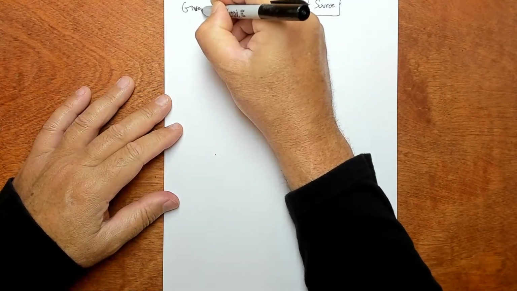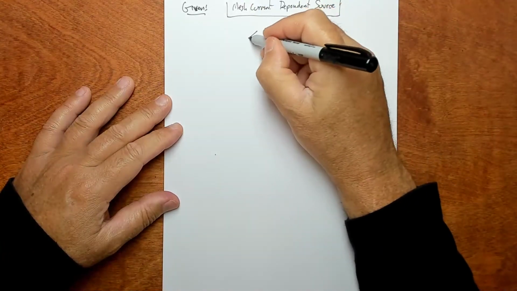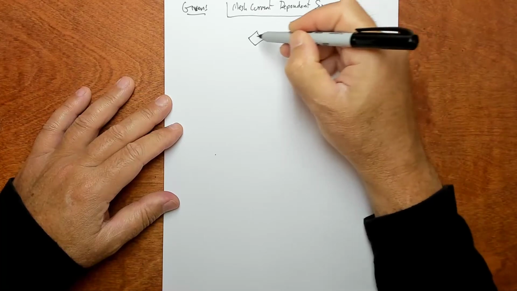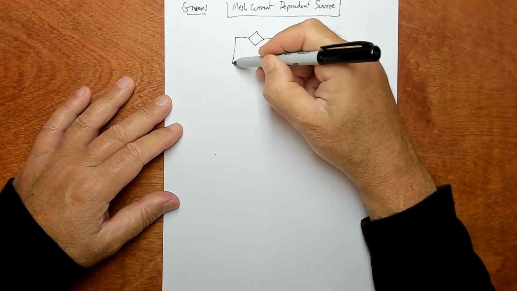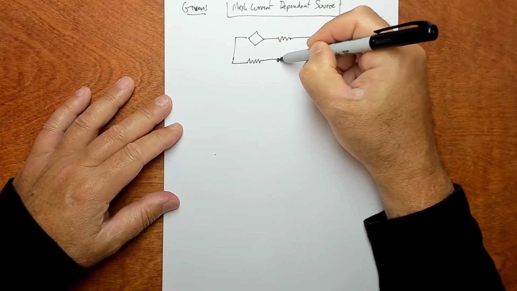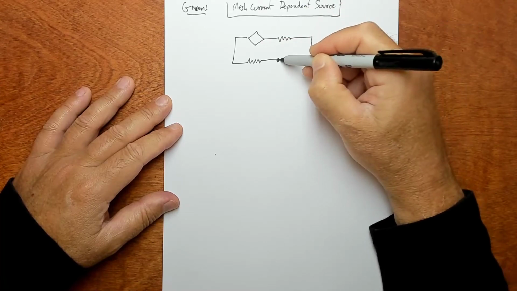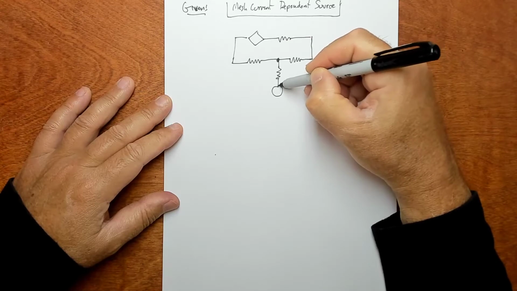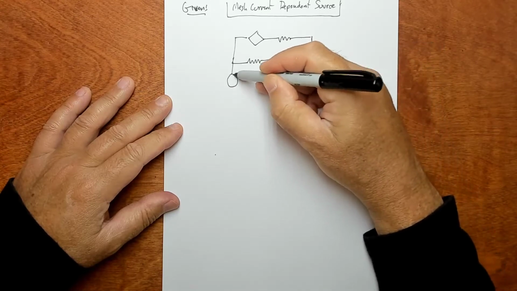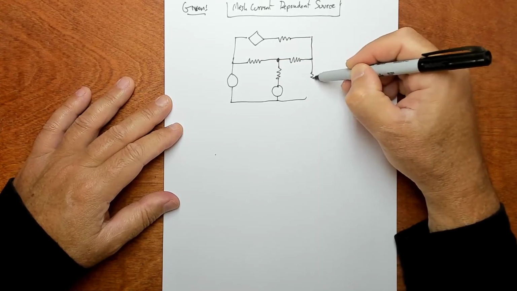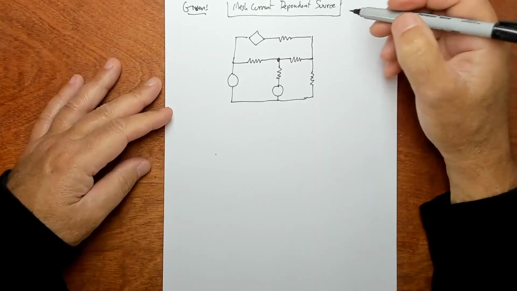So we're given a circuit that has one of these in it, and one of these, and a bunch of other components. So let's draw them. This is a fun circuit. It's got all kinds of circles and squiggles and stuff.